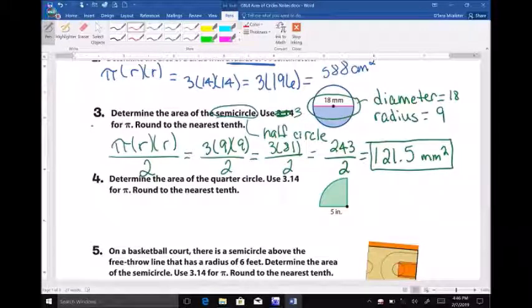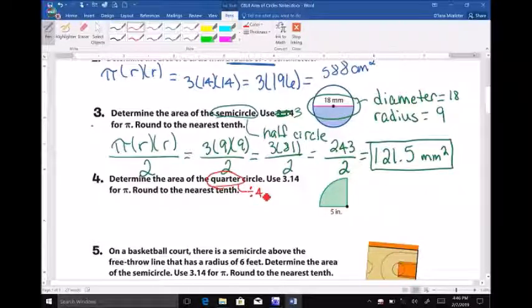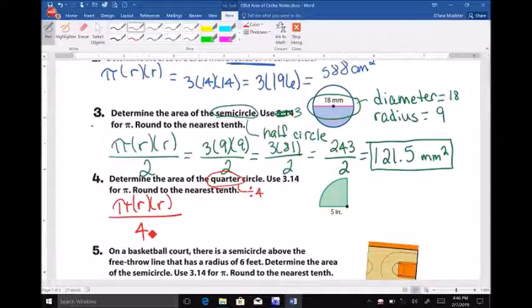Let's take a look at number 4. Number 4 says to determine the area of a quarter circle. So what do we think we're going to be dividing this one by? That's it. We're going to divide it by 4. We're going to use the same formula with pi times radius, but now we're going to divide it by 4. A good way to remember this is that there are 4 quarters in $1, so you'll be dividing by 4.